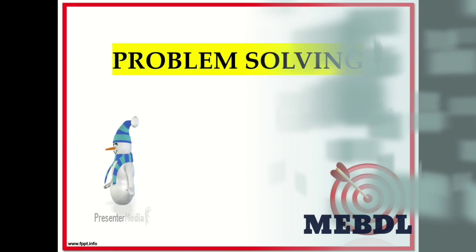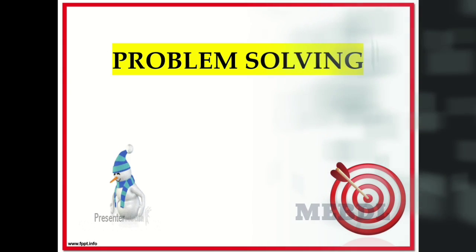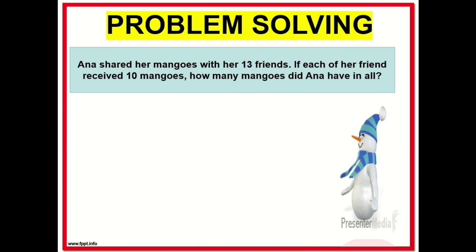Okay, now let's move on to our final topic for today, problem solving. Example number 1: Anna shared her mangoes with her 13 friends. Each of her friends received 10 mangoes. How many mangoes did Anna have in all?